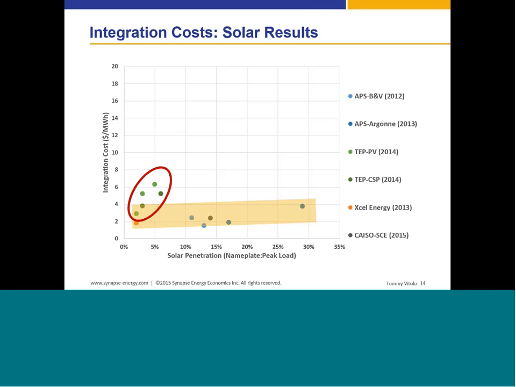In this case, the outlier is Tucson, Arizona, and it's perhaps for a very similar reason. It's a relatively small utility. They have lots of coal co-ownership, so again, they can't use it to help integrate. More to follow.